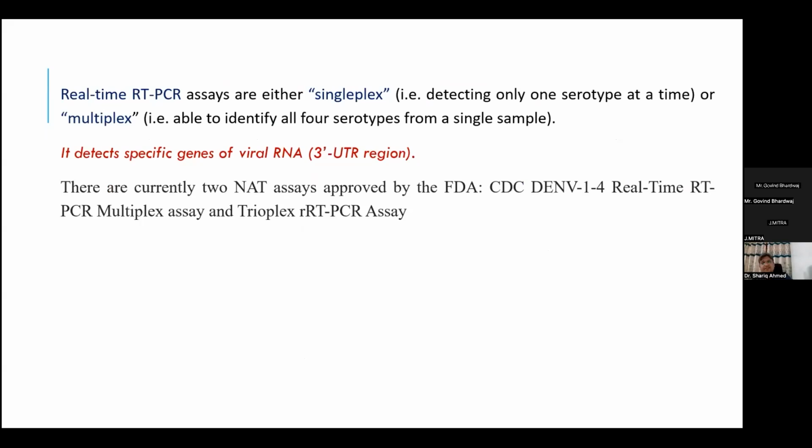Now, after conventional PCR, we can also have real-time RT-PCR, which can also detect the viral load. And there are multiple types, like simplex and the multiplex. Multiplex can detect all 4 serotypes in a single sample. And the gene that is used for detection is the viral RNA 3 UTR region gene. The assays that are FDA approved in the USA are the CDC Den-1-fold real-time RT-PCR, multiplex assay, and the triplex RT-PCR assay. These are the assays that are used.